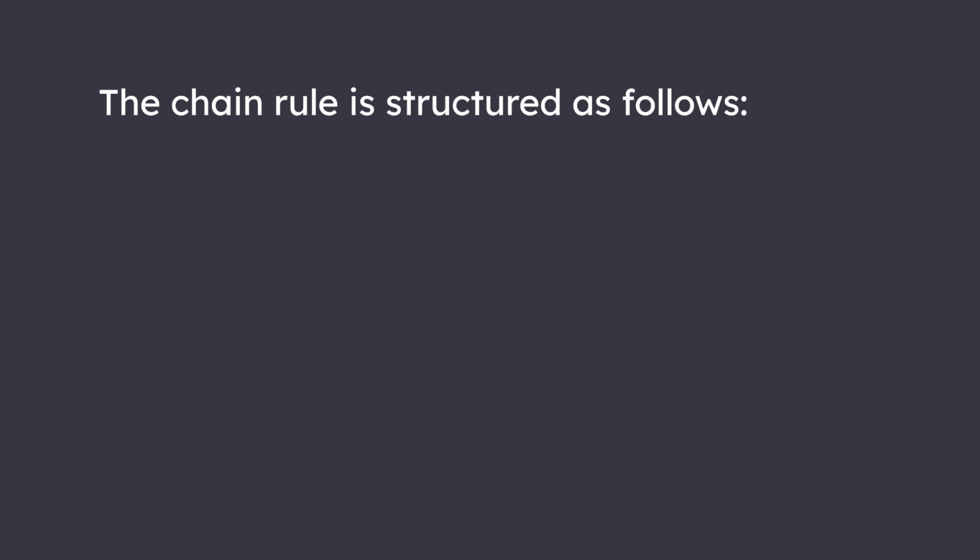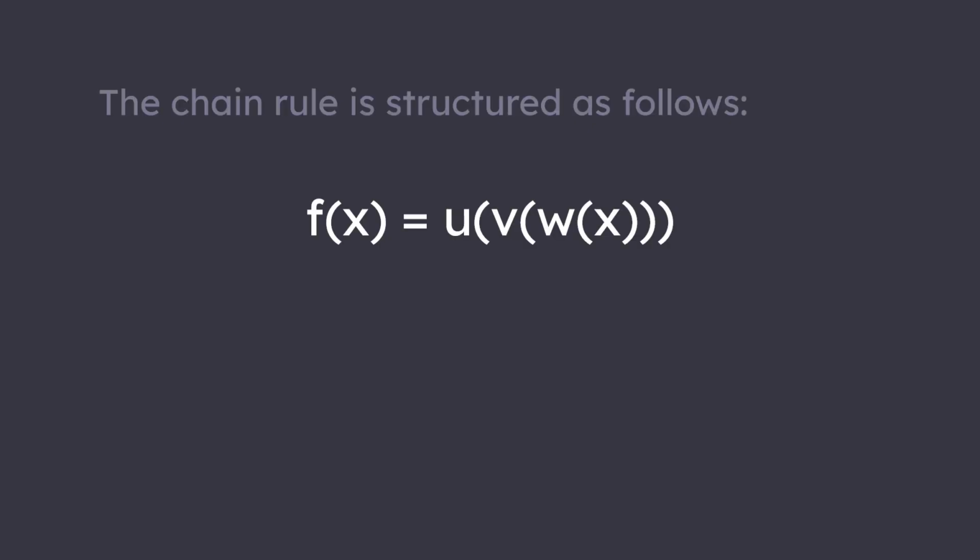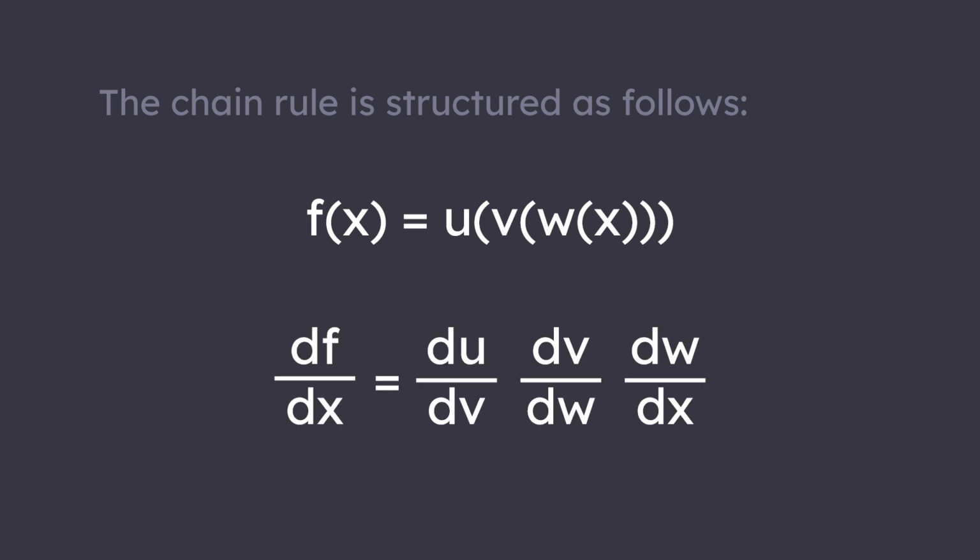The chain rule is structured as follows. Our function, f of x, is a composite function, u of v of w of x. We can use the chain rule to find out what the derivative of f will be. Then our derivative of f with respect to x will be the derivative of u with respect to v times the derivative of v with respect to w times the derivative of w with respect to x.